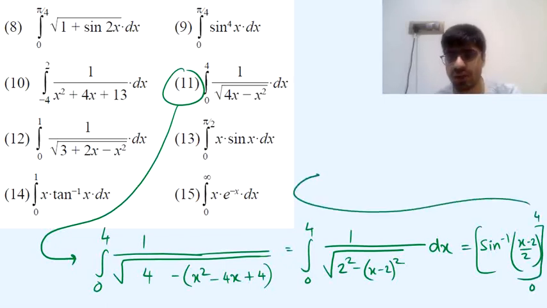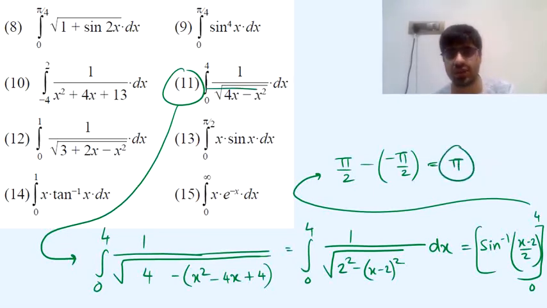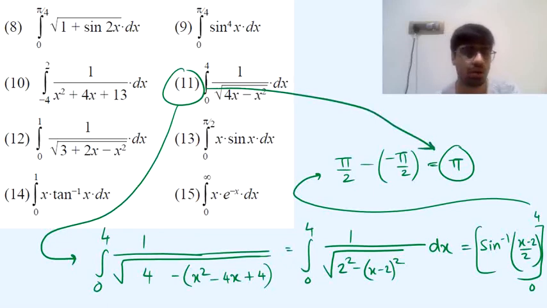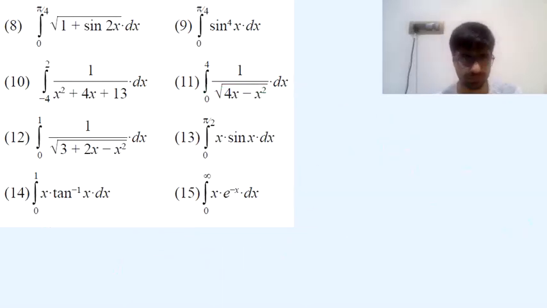So let's try evaluating that. When you put a 4 there, you get sine inverse of 4 minus 2 upon 2, that is sine inverse 1, which is equal to pi by 2. From that you subtract whatever you get when you put a 0, and that will be sine inverse minus 1, which is minus pi by 2. So pi by 2 minus of minus makes it plus. Pi by 2 plus pi by 2 will be 2 pi by 2, which is equal to pi. And yeah, that pi is the final answer for the 11th question. Continuing with the 12th one.